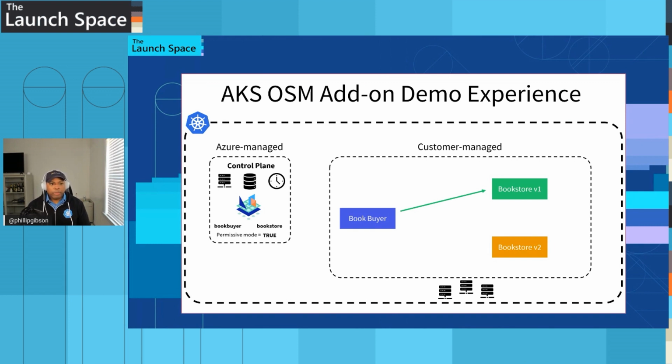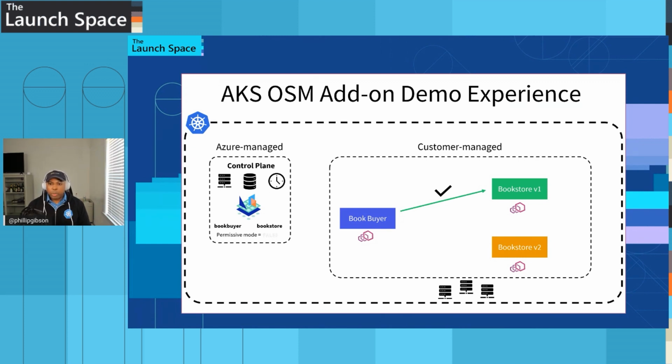So then we'll onboard both the book buyer and bookstore applications' namespaces. And then we're going to do the redeployment of all those 3 services, and we'll get this Envoy sidecar proxy put into those pods. And then we'll do a smoke test and make sure that the book buyer is still able to talk to the bookstore v1 service correctly.